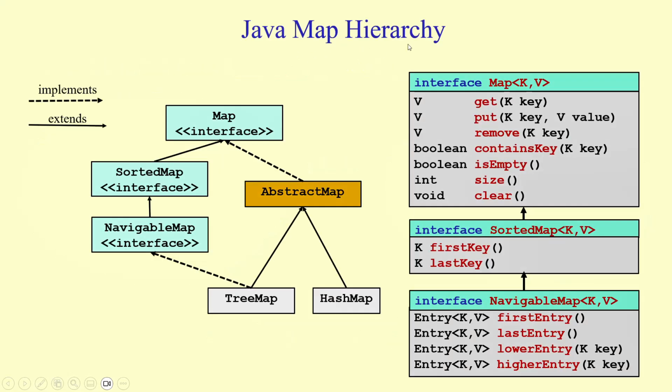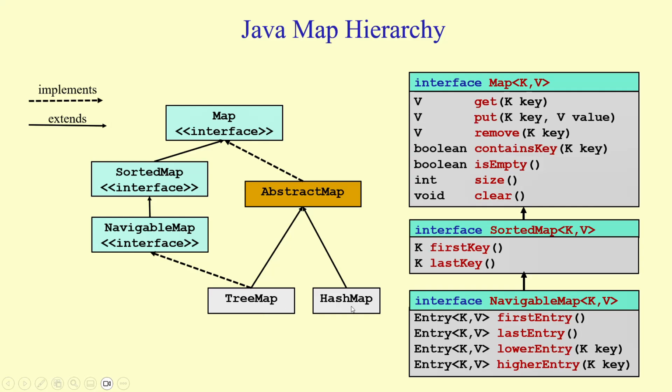Here is the Java map inheritance hierarchy. At the top of the hierarchy, we see the map interface that has the following methods: get, given a key, give me the value; put, here is the key, here is the value, just put it into the map; remove, given a key, remove it from the map; contains key, so here's the key, does this key exist within the map; is empty, size, and clear.